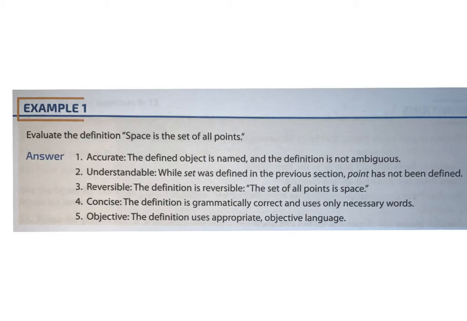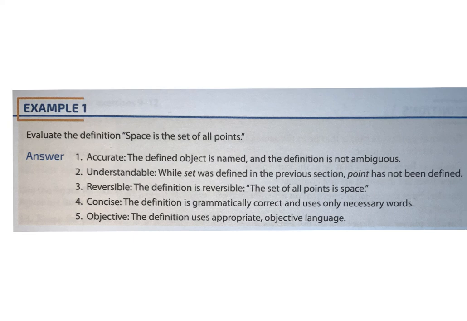Evaluate the definition. Space is the set of all points. The set of all points. While space is hard to envision, that is the definition, the set of all points. Accurate. The defined object is named and the definition is not ambiguous. Set of all points. It's understandable. We've already defined what set is in our prior chapter, our prior section. Point has not been defined.